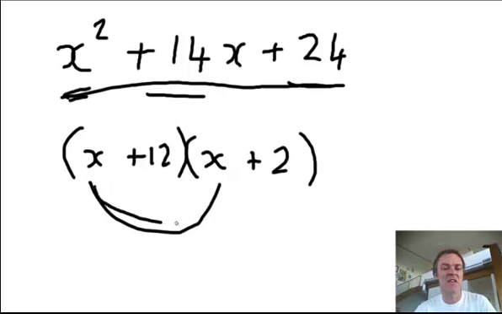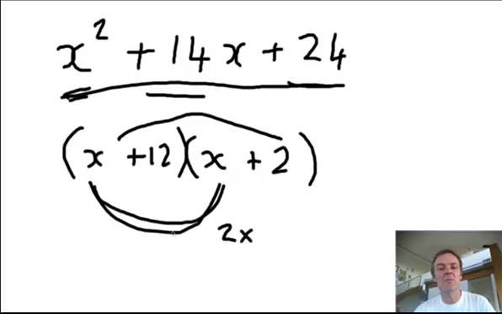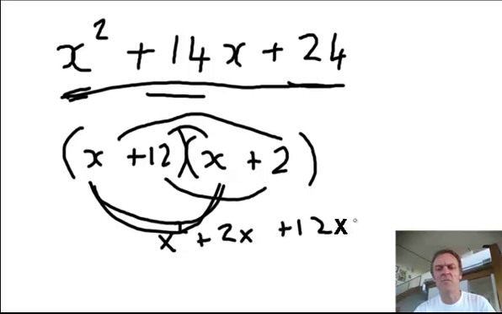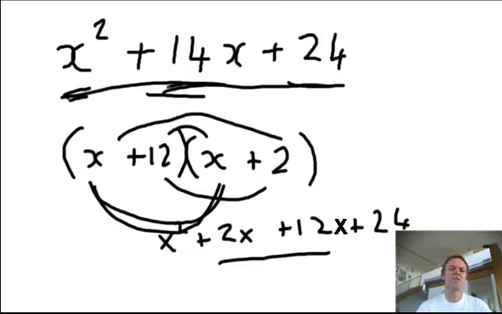Remember, there's the x squared. The outer will give me 2x. Okay? So remember, we've got the x squared at the start. Right, the inner will give me 12x. Okay, and that's positive. That's positive. And the last will give me 24. Now look, I can add like terms. Those two together will give me the 14x in the middle. Okay, so x squared plus 14x plus 24.